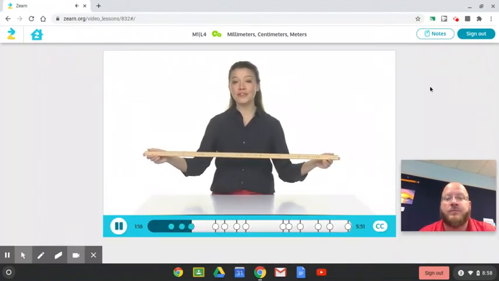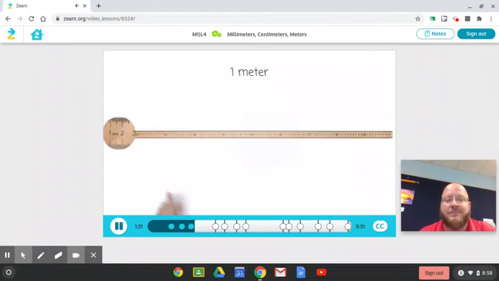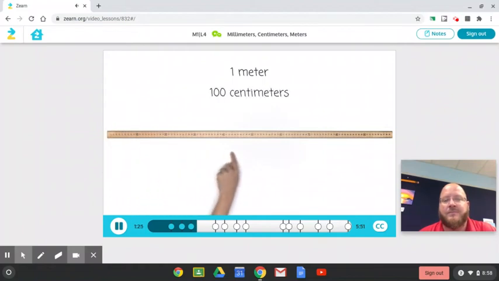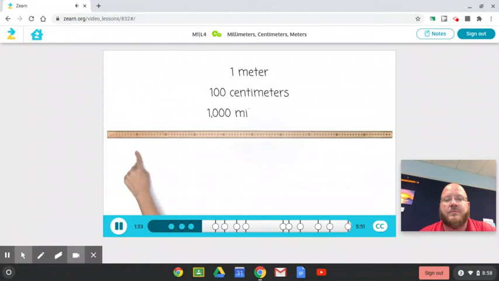We call this a meter stick because it's 1 meter long. Each centimeter is labeled with a number. There are 100 centimeters in 1 meter. Each tiny tick mark between the centimeters is 1 millimeter. There are 1,000 millimeters in 1 meter.